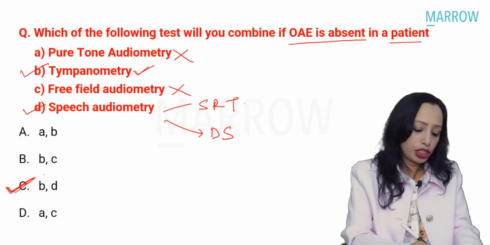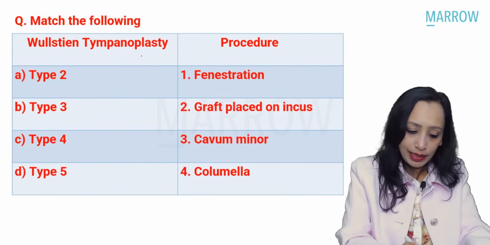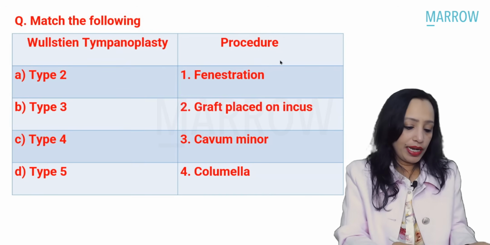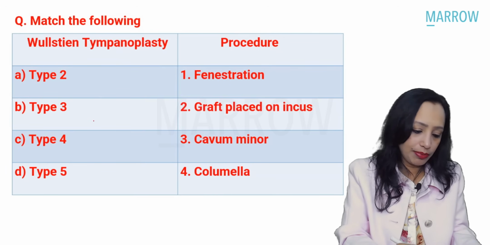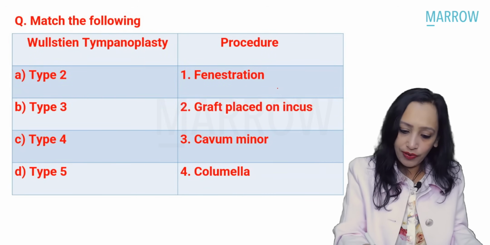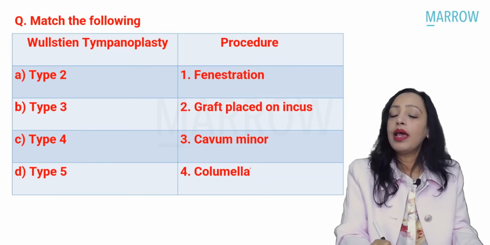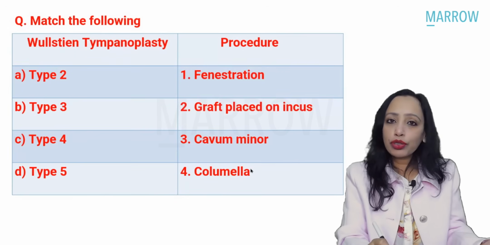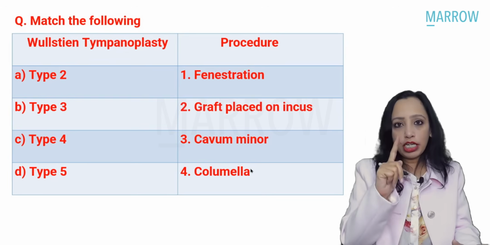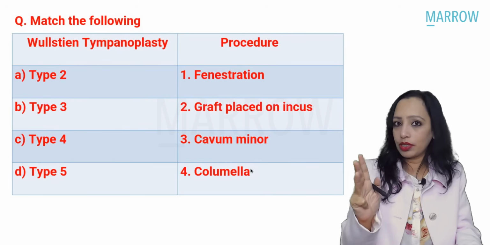And coming to the next question, match the following: Wullstein tympanoplasty and procedure. Here we have the various tympanoplasties given in the first table, type 2, 3, 4 and 5. And in the procedures have been mentioned fenestration, graft over incus, cavum minor and columella. I have told you in the lectures also that tympanoplasty is very simple to remember. The three tympanoplasties, 1, 2, 3, are on the first ossicle, second ossicle, third ossicle, right?